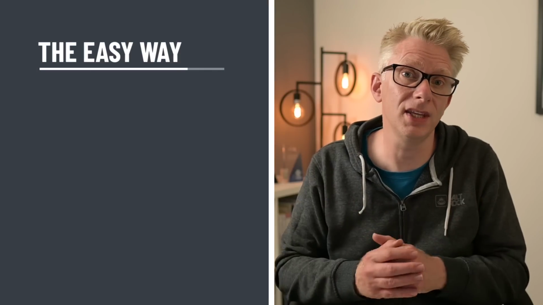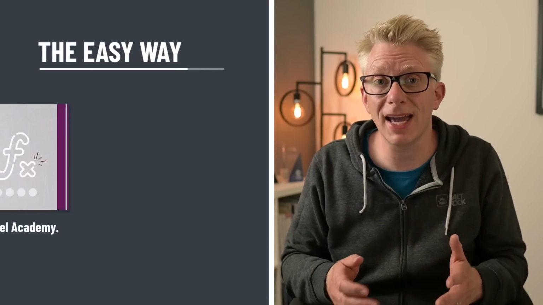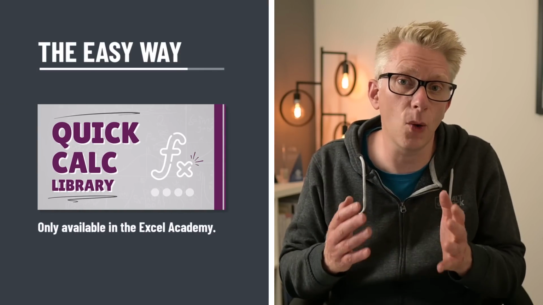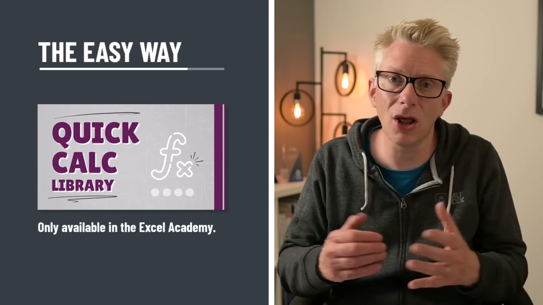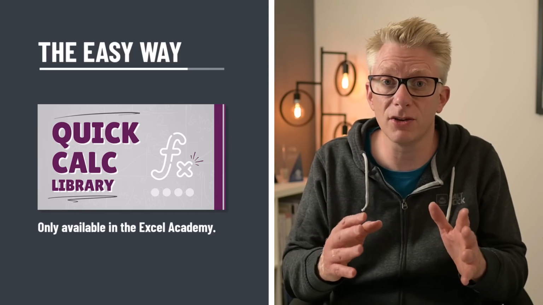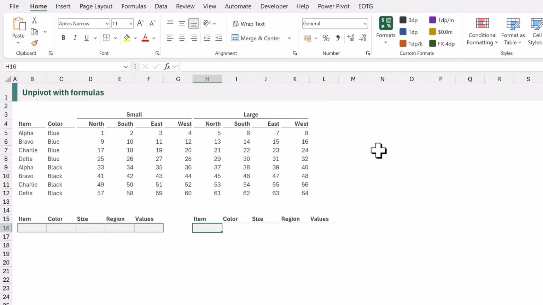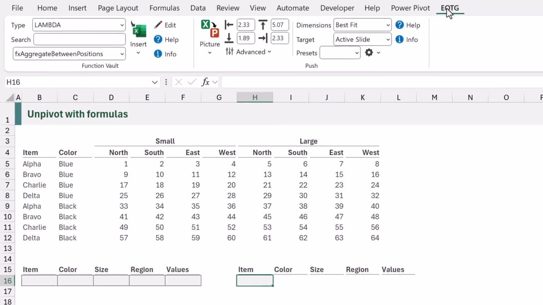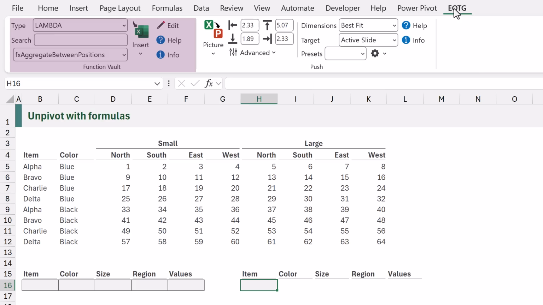Let's start with the easy way. If you're a member of our Excel Academy, you have access to our Quick Calc library. This contains lots of useful Lambda functions for scenarios just like this. I'll start by clicking on the Excel off the grid ribbon. On the left, we have our function vault, which stores the Quick Calc library. If I search for the word unpivot, you can see we only have one function that contains the word unpivot. Once I've selected that function, I can then click insert, and that will insert the Lambda function into our workbook.